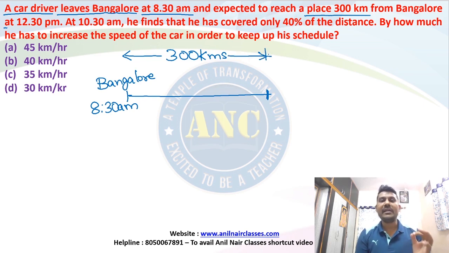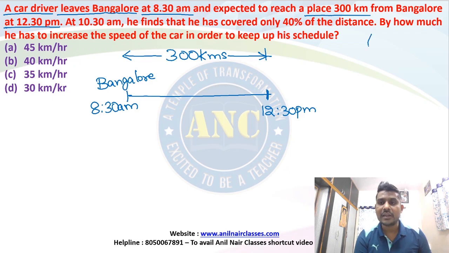So a car driver has to travel from Bangalore and he needs to travel for 300 kilometers and he will start his journey at 8:30 a.m. and it is given that he is expected to reach the destination which is 300 kilometers from Bangalore at 12:30 p.m. That means we came to know that the driver has to travel a total time of how much? 4 hours.